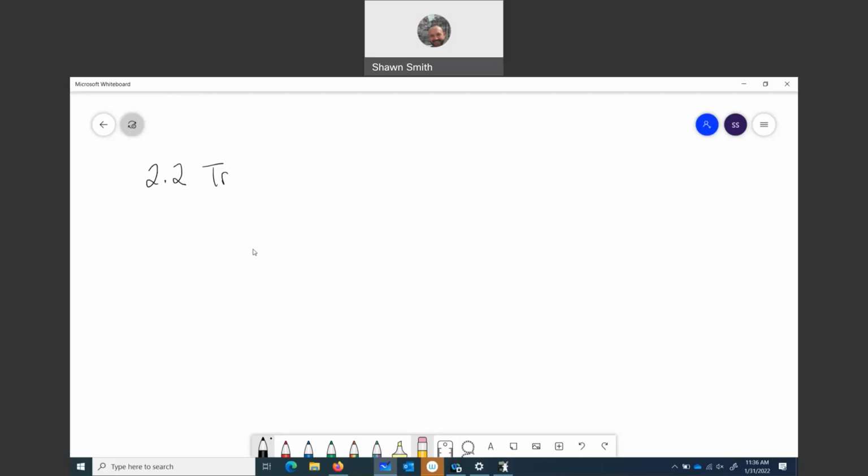2.2 Trig functions of non-acute angles, meaning angles that are larger than 90 degrees, right? I guess you could also say negative angles too, right? They're acute just between 0 and 90, so everything else outside of that interval. All right, so first thing we got to talk about are reference angles.